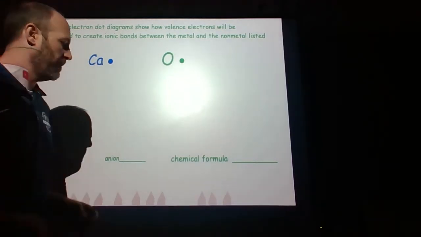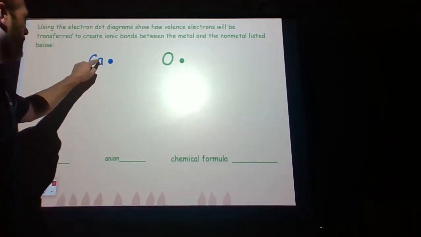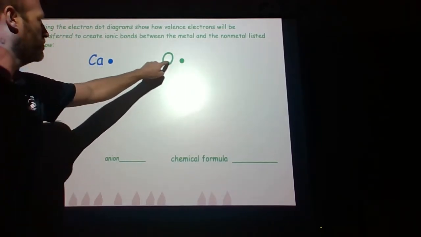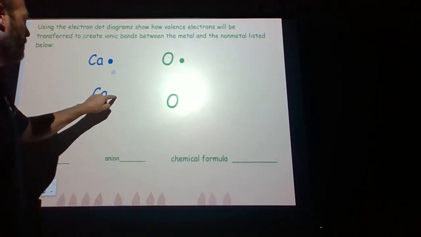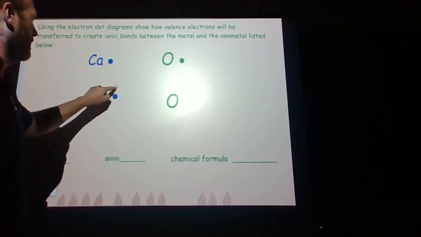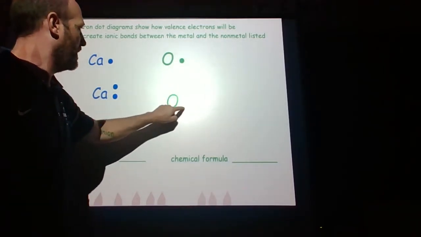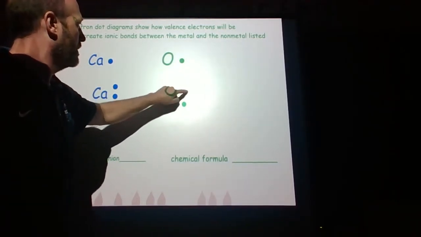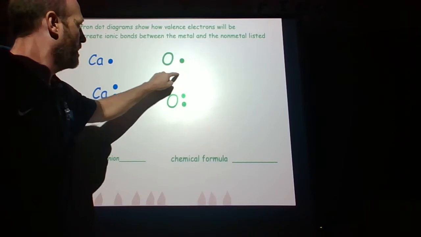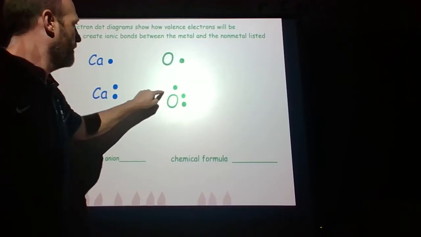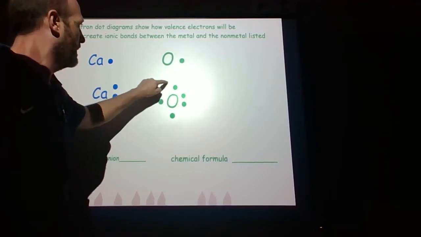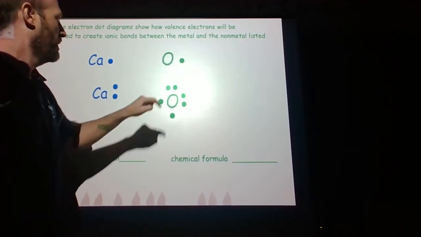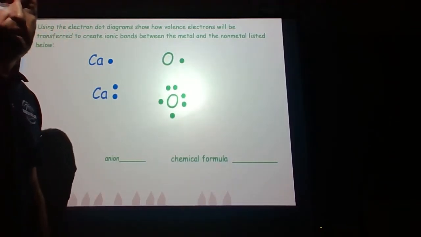So here's calcium and oxygen. We would drag calcium down, drag oxygen down. All right, calcium has 2 valence electrons. Oxygen has 6. 1, 2, 3, 4, 5, 6. And some of you can already start to see the pattern.